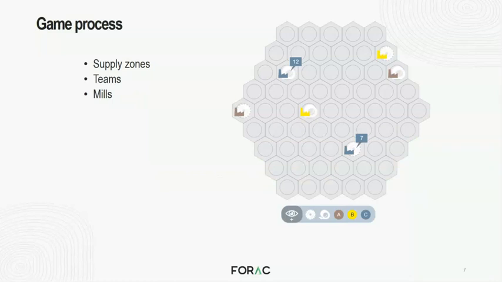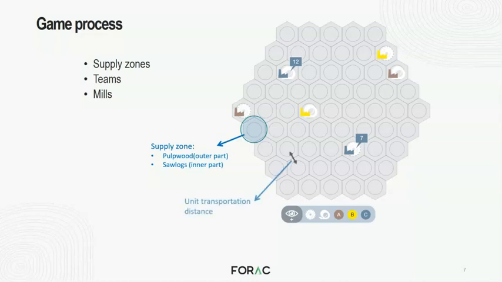The game board looks as follows. There is a set of supply zones. Each supply zone has 1 volume unit of saw logs, the inner part of the zone, and 1 volume unit of pulp logs, the outer part of the zone. We use a unit transportation distance. The distance between 2 zones is computed as the shortest path through other zones, as illustrated on the game board.